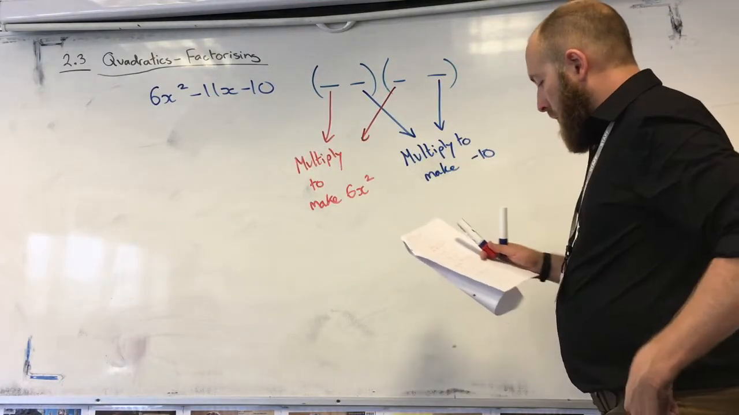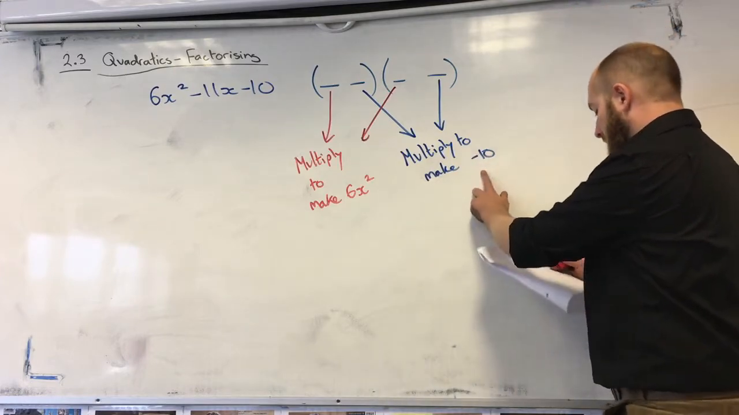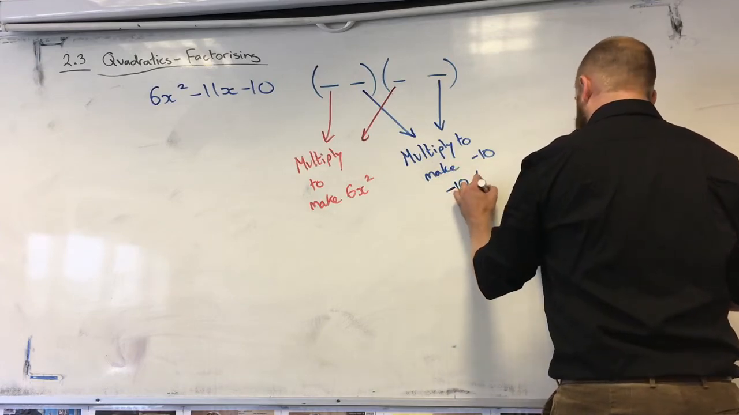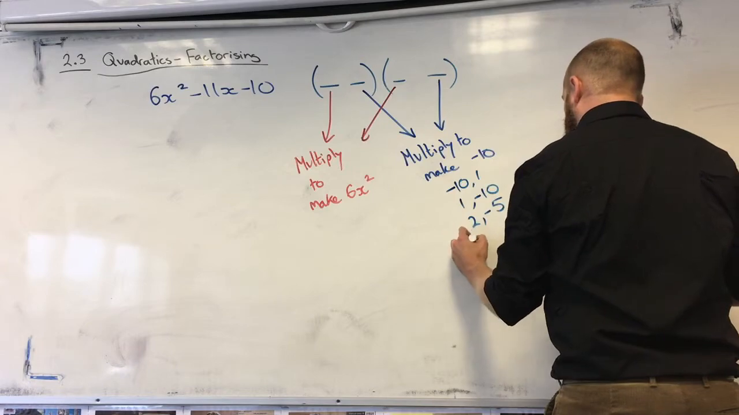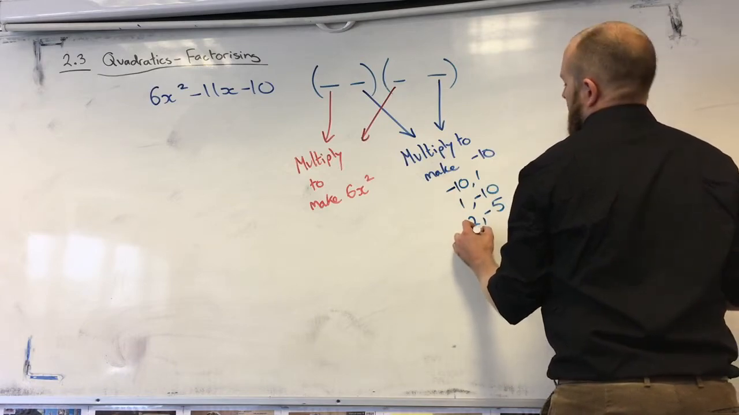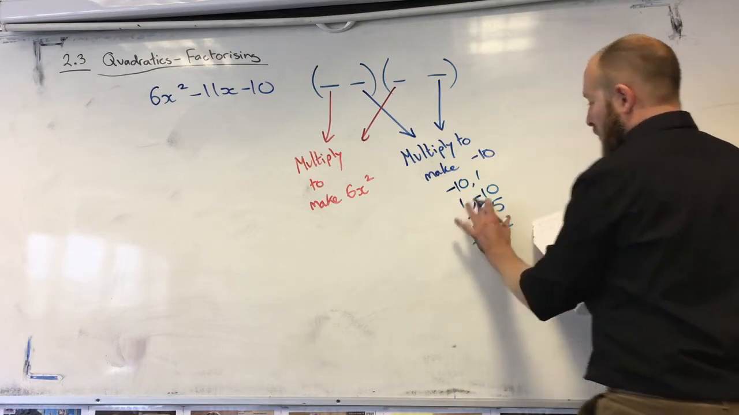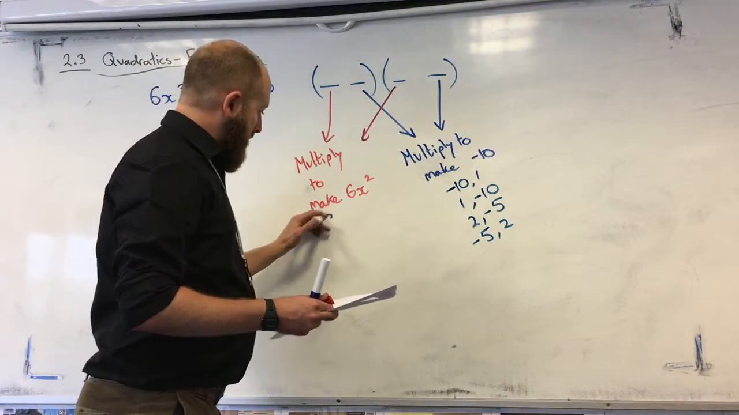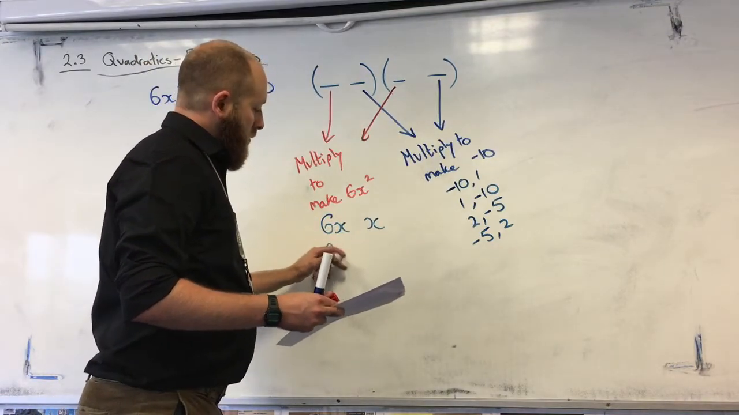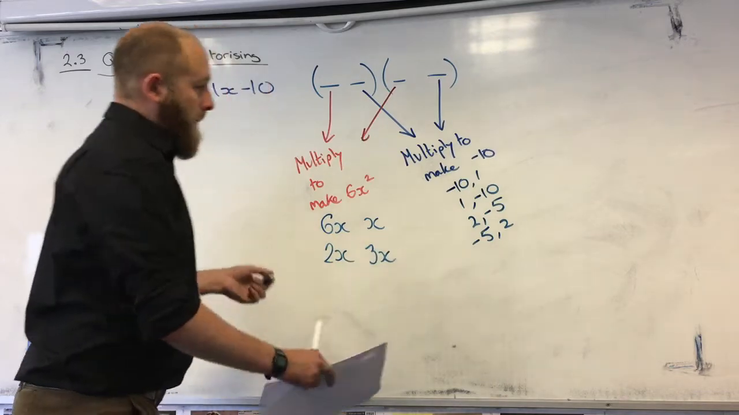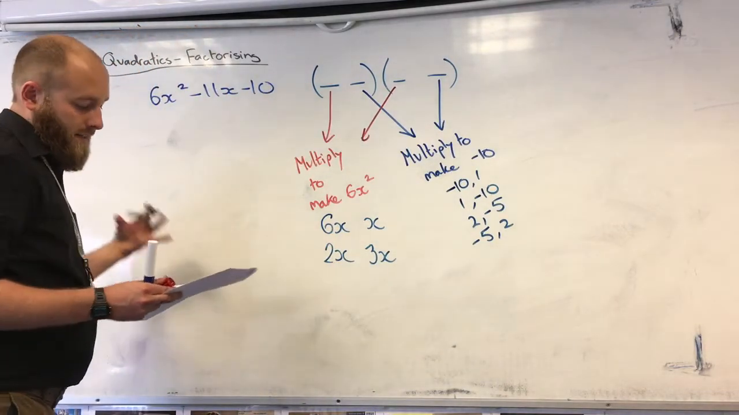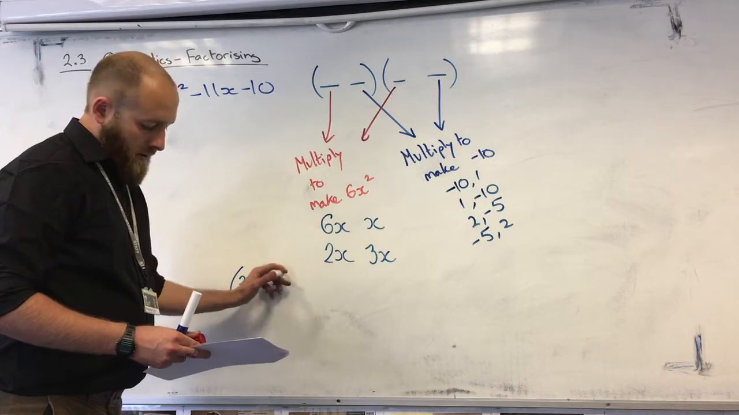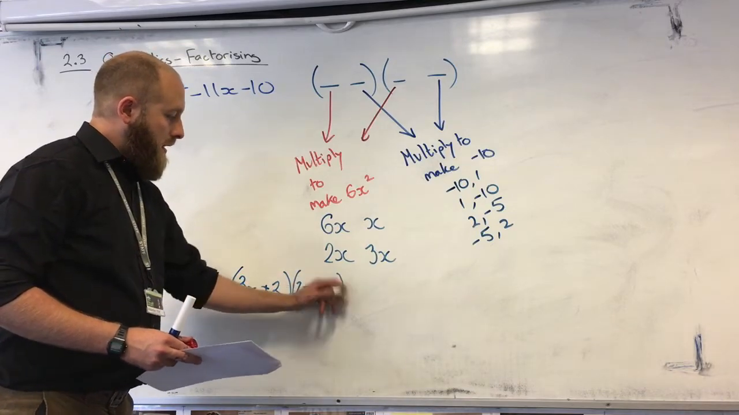There's the brute force way, which I'm quite a big fan of, is write down all the factors of minus 10 I can think of. So we've got minus 10 and 1, or 1 and minus 10, or 2 and minus 5, or minus 5 and 2, or signs could be the other way around. And here we can think of all the factors that might make 6x squared, 6x and x, or 2x and 3x. And then basically just trying them, thinking them through your head until you get the right kind of set. So for this one, it's going to be 3x plus 2 and 2x minus 5.